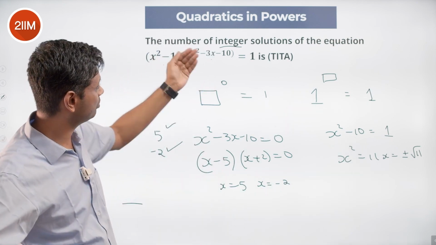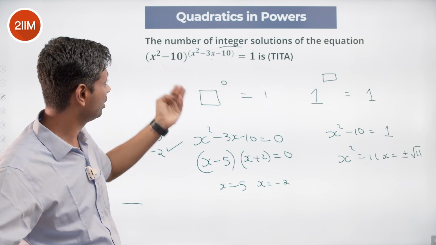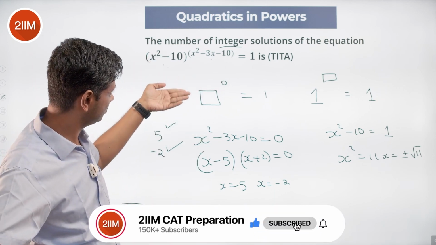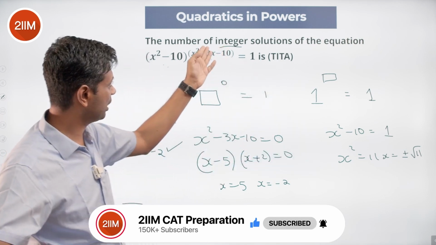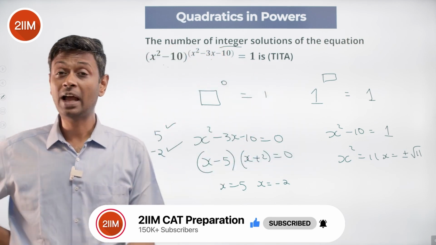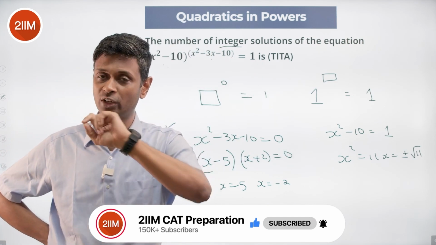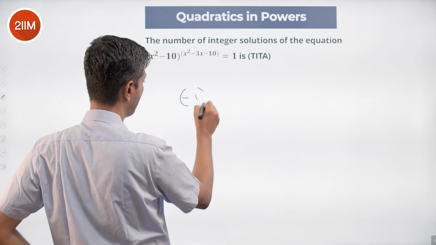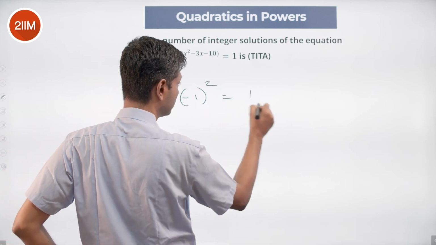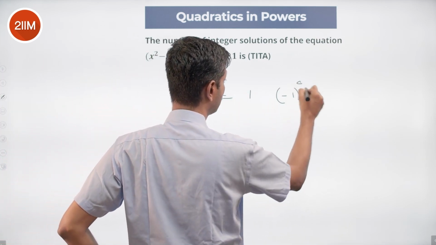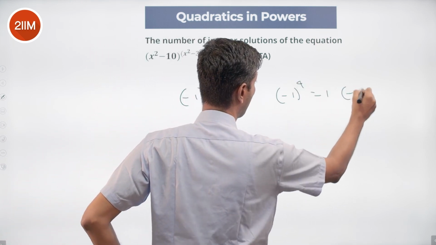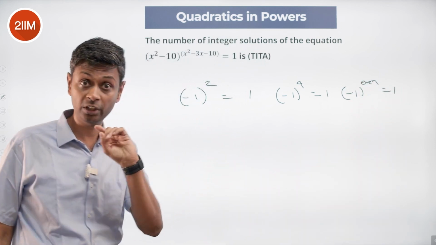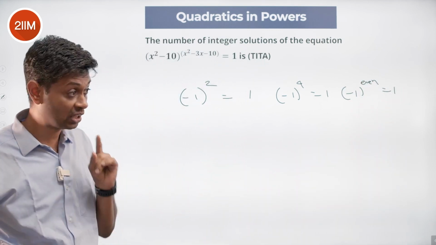If something per something is 1, either the base should be 1 or the exponent should be 0. Put base equal to 1, solve. The exponent should be 0, solve, we are through. Have I completed everything? No, I have not. There's one more possibility here: minus 1 square is 1, minus 1 power 4 is 1, minus 1 power an even number is 1. So there is a possibility of that happening, in which case I'll have to verify that.